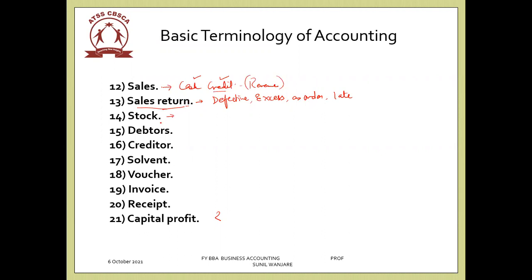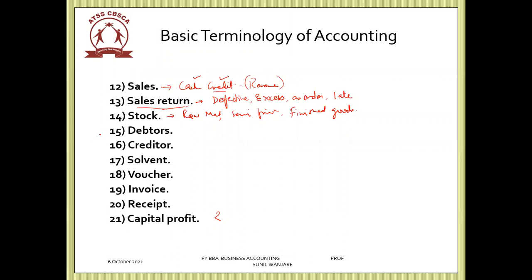Next is stock. What is stock? Stock is all that raw material, semi-finished goods or finished goods that we have in business. So at the end of the day or at the end of the year on 31st March, whatever material is lying in your organization, it may be raw material, semi-finished goods or finished goods, is called as stock.